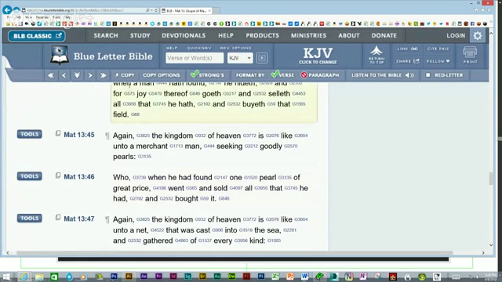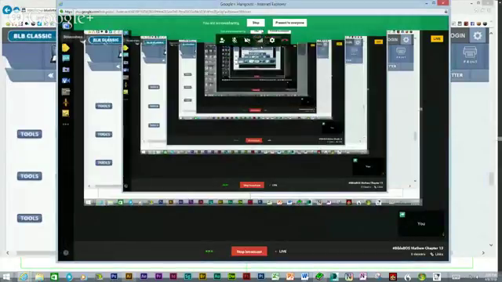So basically, if I have found a really great understanding, that I'm going to get rid of all my old understanding so that I can accept this new truth. If I keep my old truths, then I have nothing. I'd rather have this one great pearl of a great price.